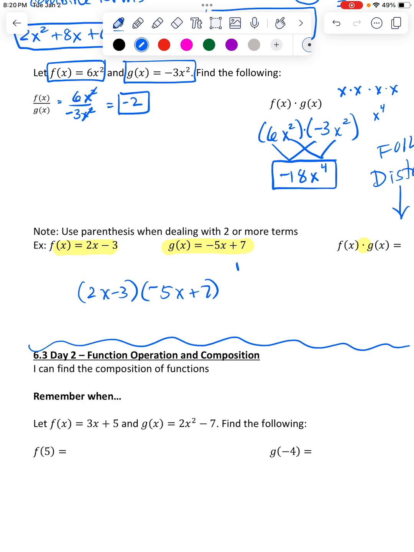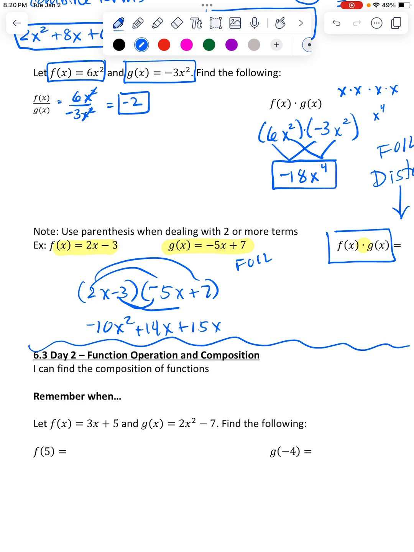And in this particular problem, because each one has two parts, I'm going to need to FOIL, which we literally have done since Algebra 1. It just looks a little bit different now with this function notation. So first, outside, inside, and the negatives cancel there, making that a positive 15. And then the last is that negative 3 times my 7, which looks weirdly like a 2, sorry. Then these two are alike. So when I'm done, I have negative 10x squared plus 29x minus 21.